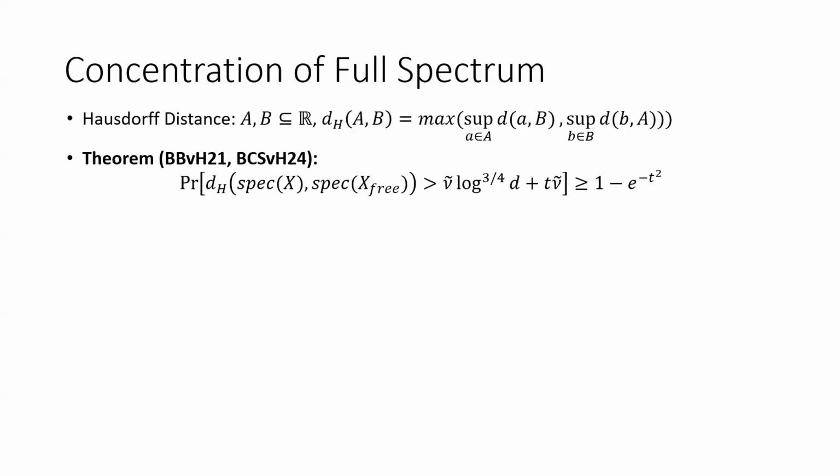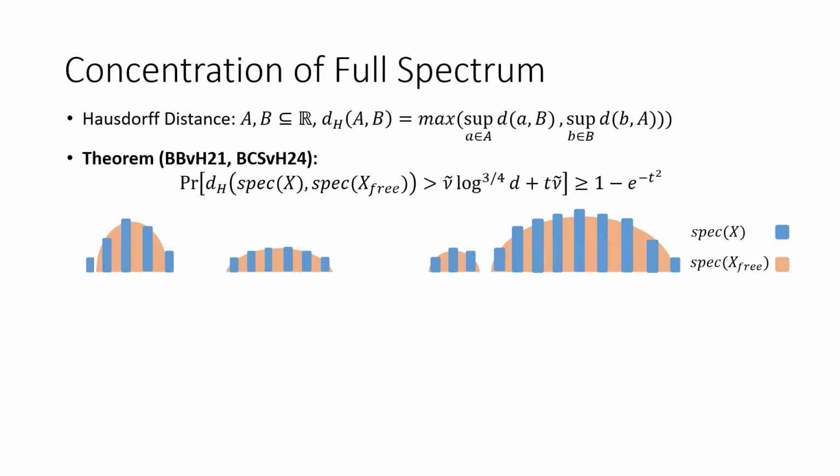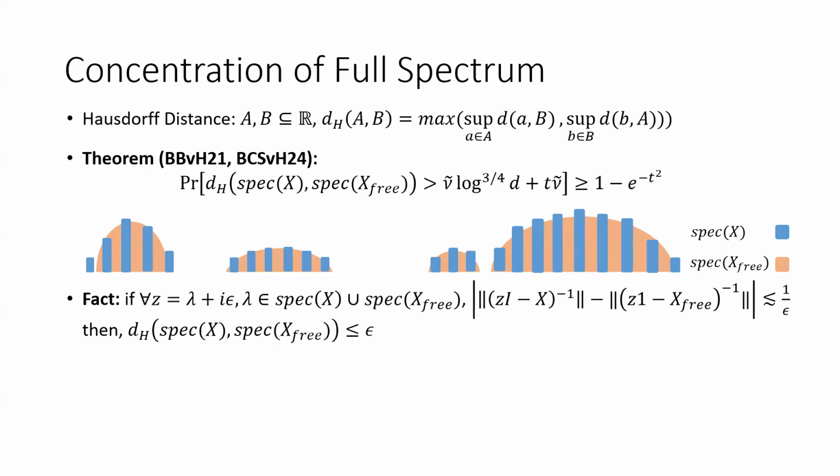So this is some way to measure the distance of two sets in R. And what they showed in BBVH is that with high probability, the entire spectrum of the random matrix X is close to the entire spectrum of the infinite operator X_free. Visually, it might look like this, where if the yellow part is the spectrum of X_free, the histogram of the eigenvalues of X has to concentrate within this region. This is essentially proven by controlling these things called resolvents. But again, this kind of detail is not super important for now.